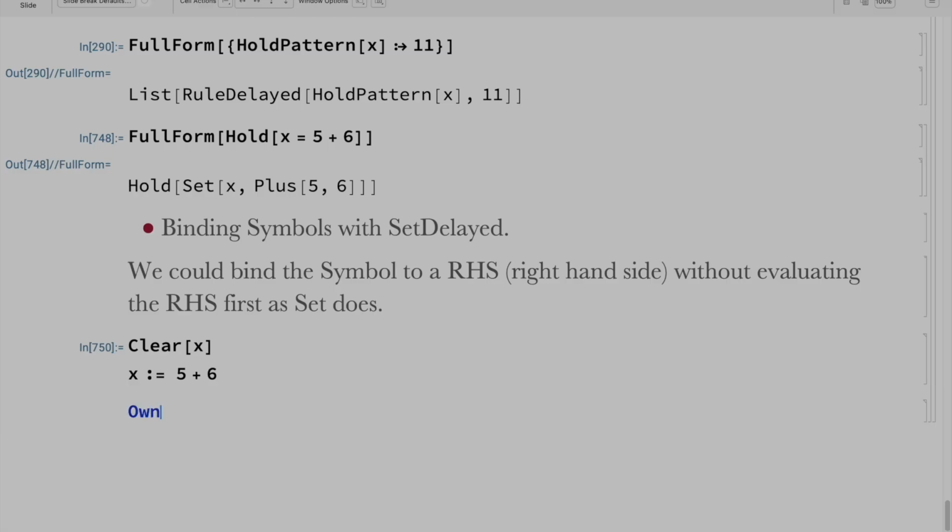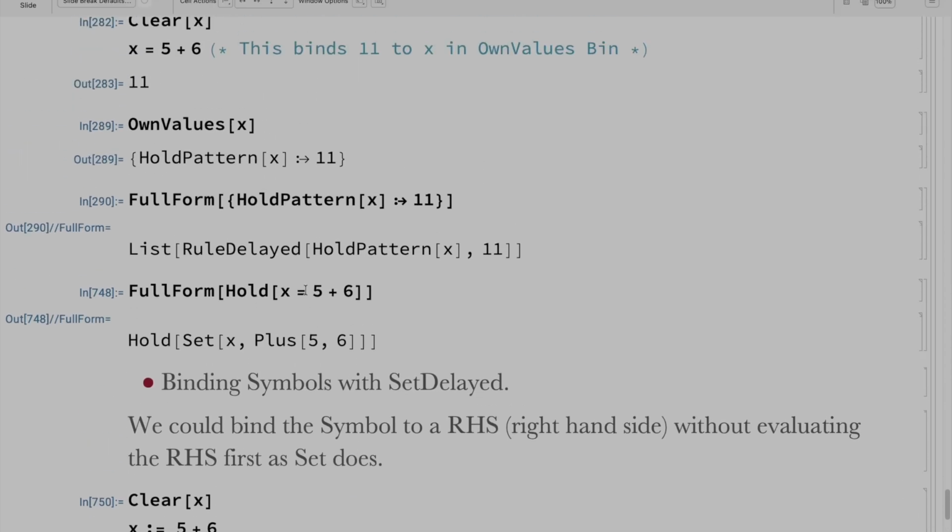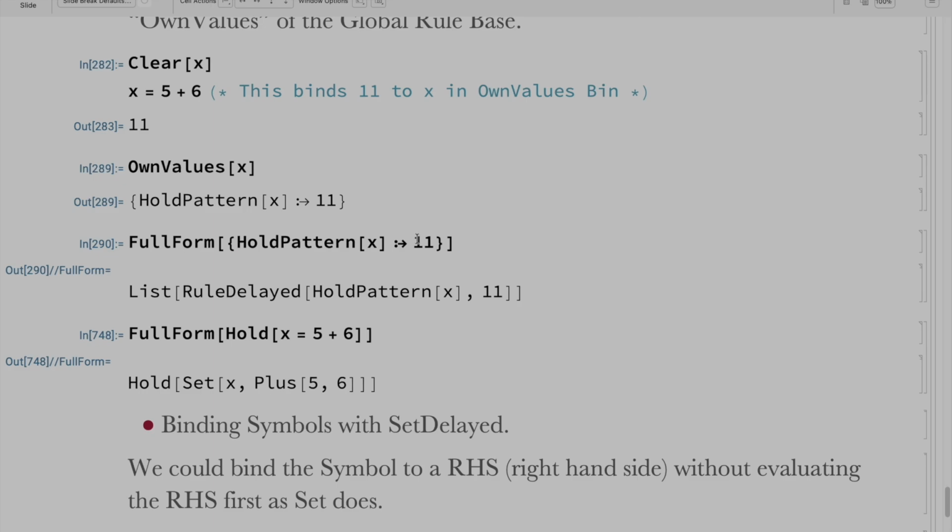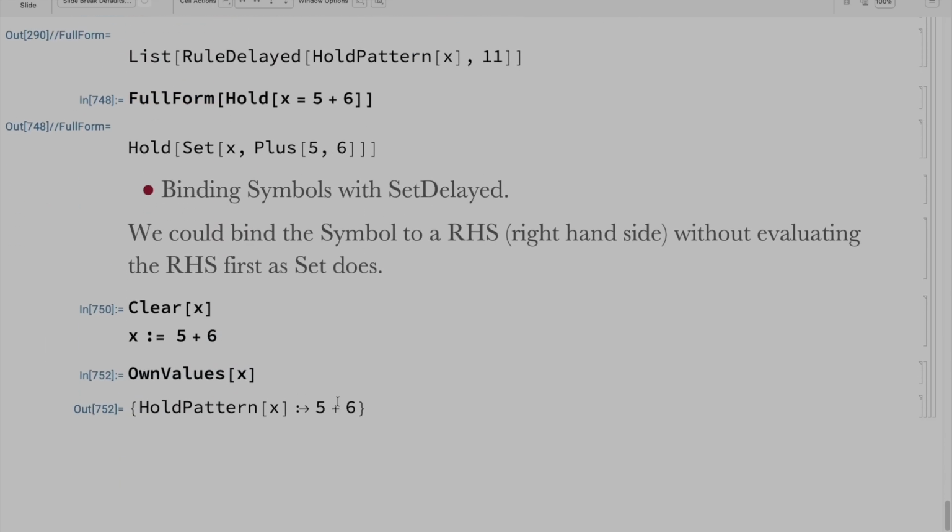Now if I go to OwnValues, X, so you can see the whole pattern has X, and then with the rule that it goes to 5 plus 6. Notice that previously the rule evaluated 5 plus 6 to 11. Here in this case, it was not evaluated. It is delayed essentially. This 5 plus 6 is only going to be evaluated whenever I call X or use X in an expression.